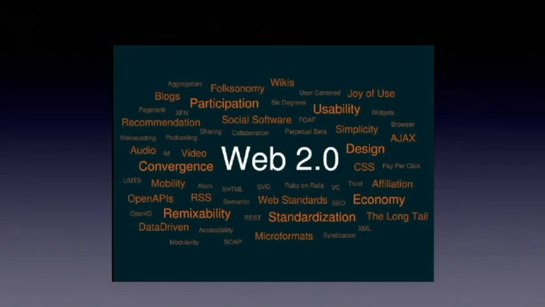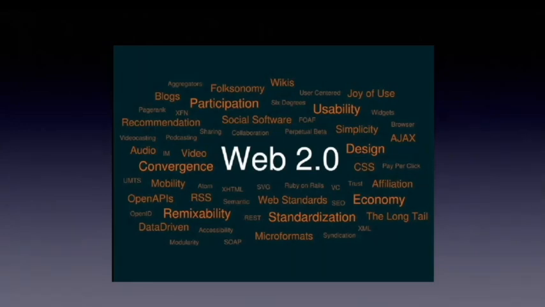As you can see in the picture, Web 2.0 is related to many terms. This is a mind map of Web 2.0. It can be related to remixability, convergence, audio, video, recommendation, blogs, participation, folksonomy, wikis, joy of use, usability, simplicity, designs, affiliation economy. So these can be interrelated with what we call Web 2.0.